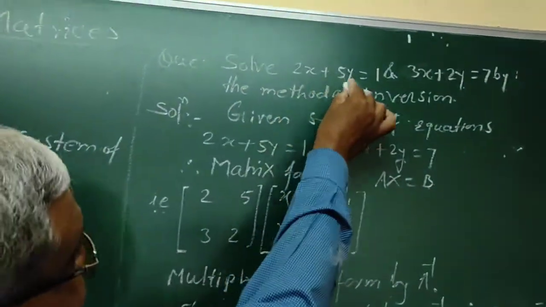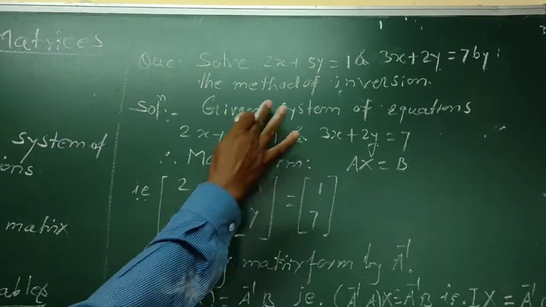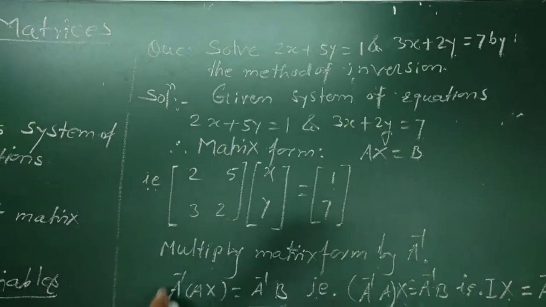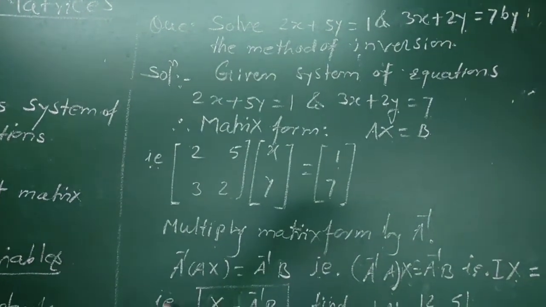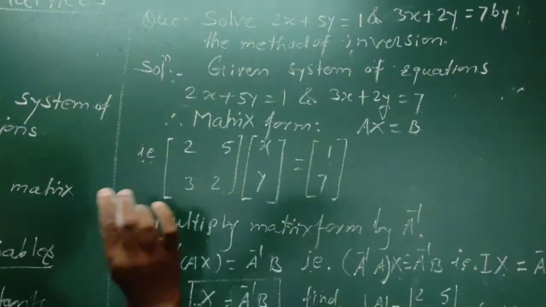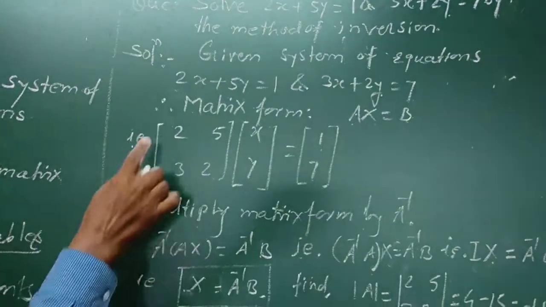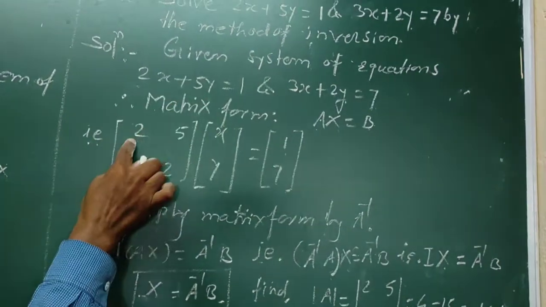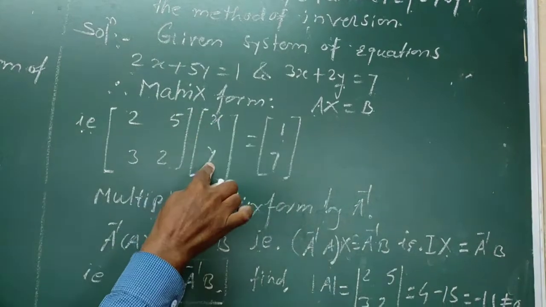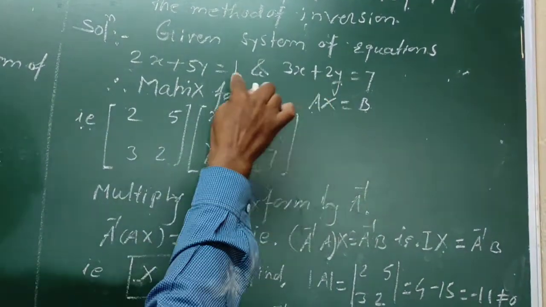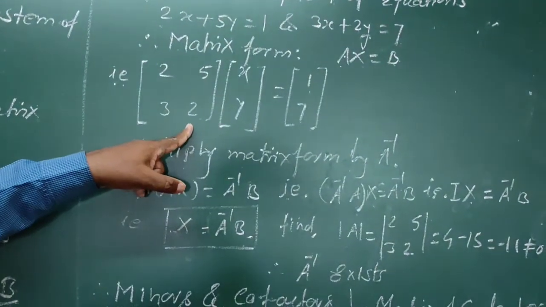Solve 2x plus 5y is equal to 1 and 3x plus 2y is equal to 7 by the method of inversion. First of all we write the system of equations in matrix form. So this is the system of equations. Therefore the matrix form becomes AX is equal to B, that is the coefficient matrix 2 5, 3 2, the X matrix x y, and the matrix of constants 1 7. So this is your matrix form.